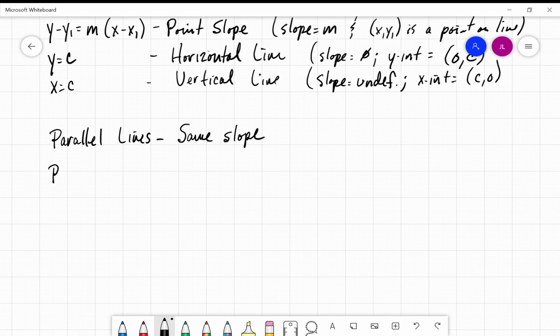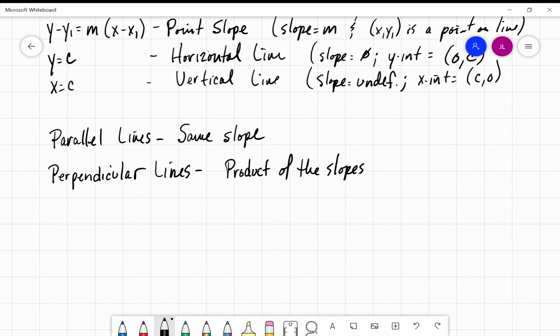Now, if we look at perpendicular lines, what we see is that if we take the product of the slopes, it's going to be -1. So basically, if you take one slope, multiply it by the other slope, we'll get -1. And we know these are perpendicular lines. Parallel lines will always have the same slope.